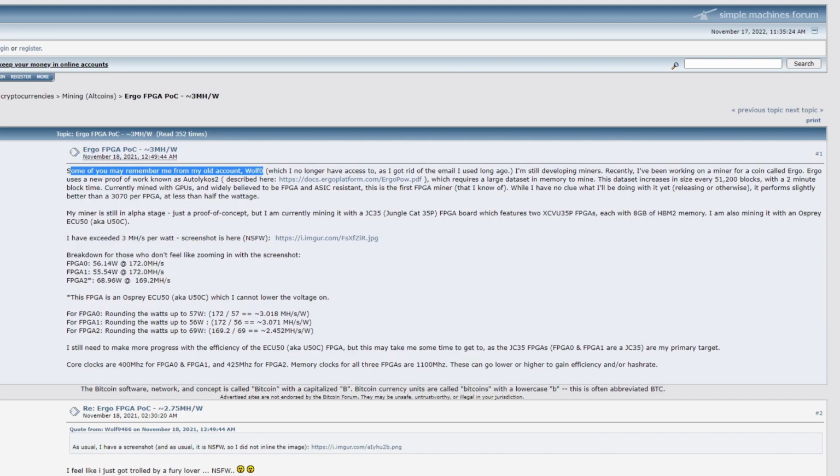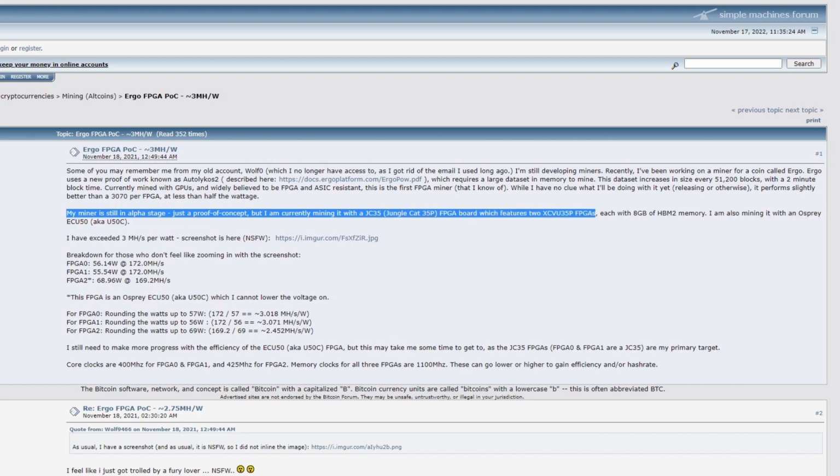Now it says here, my miner is still in alpha stage, just a proof of concept, but I'm currently mining with a JC3 FPGA board, which features 2 FPGAs, each with 8 GB of HBM2 memory. I'm also mining with an Osprey's ECU50. It says, I have exceeded 3 mega hash per watt.